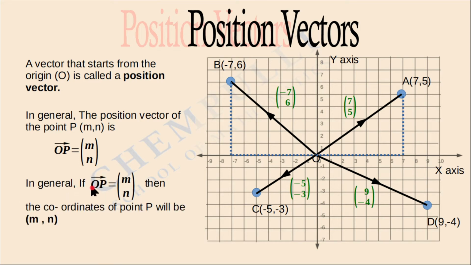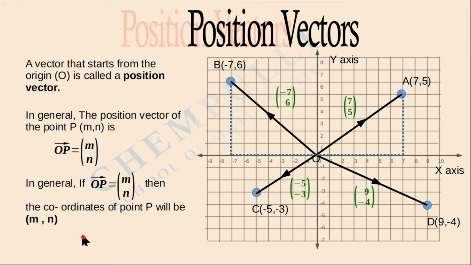In general, in this case, given the position vector of a point P, what is the position vector of the point P? That is vector MN. Okay, this is a column vector MN. Then in which way can we write the coordinates of that point? Row wise, that is the horizontal way. Just write these 2 points: first write M, then comma N. Then we will get the coordinates of point P. That is (M, N).